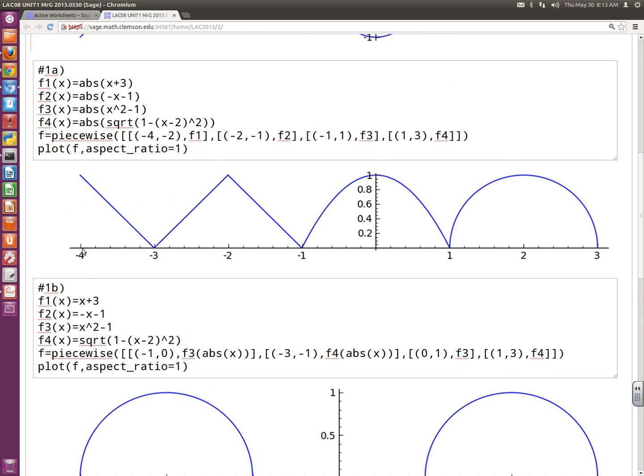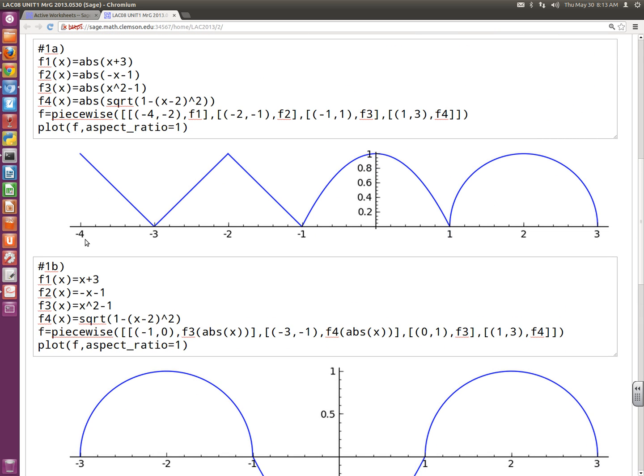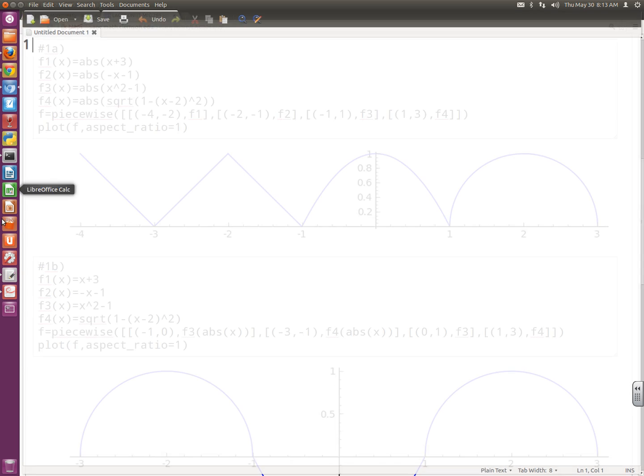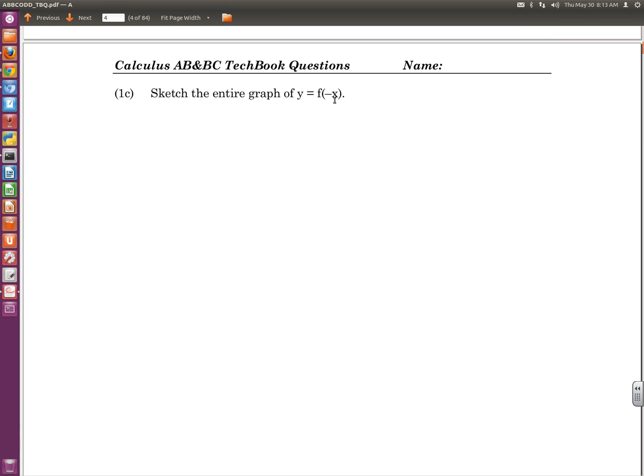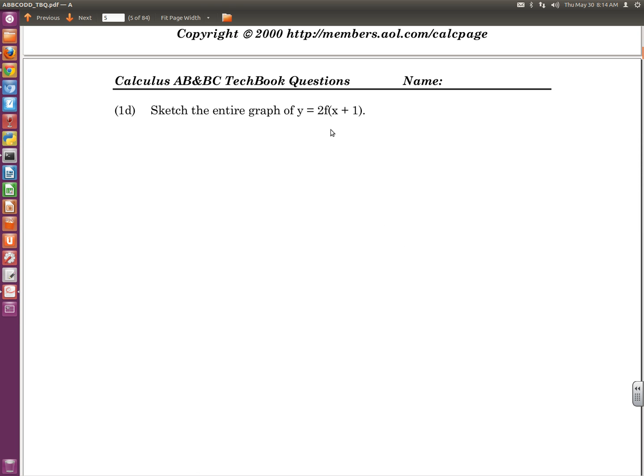So we're taking forever just graphing. But eventually, look at the question. Wait. I keep on hitting the wrong thing. Look at the question. What's 1c? What happens if you just change the signs of all the x's? Okay. 1d. What happens if you translate, a horizontal translation? What does x plus 1 do? Shift to the left, right? And then a dilation, make all the y values bigger.